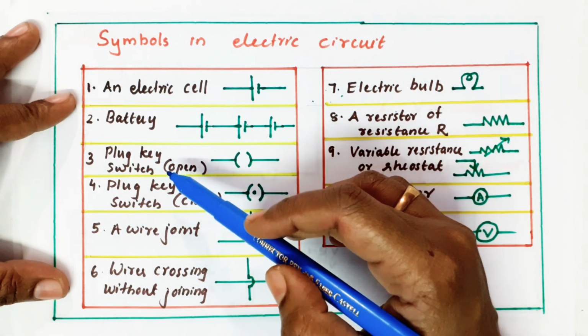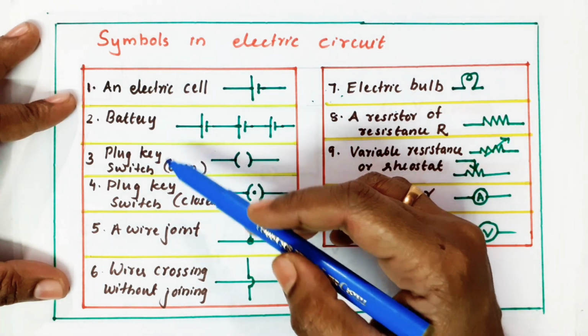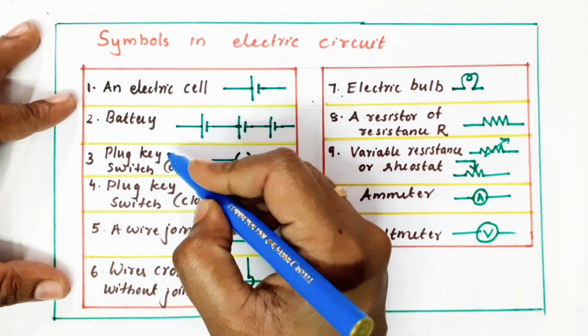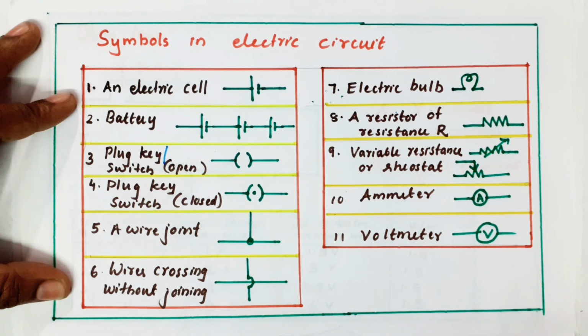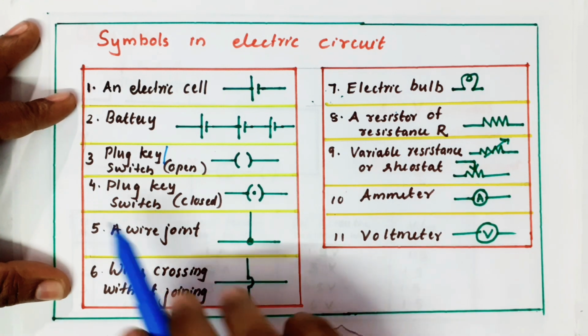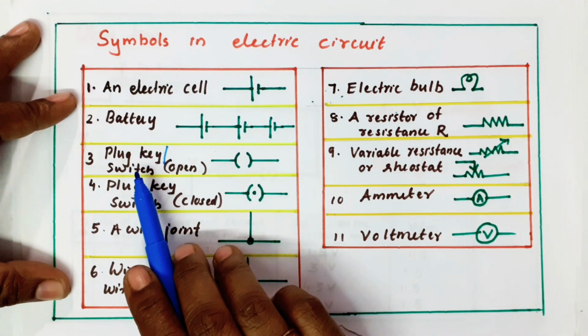Another one is called plug key. Plug key means nothing but a switch. Switch we know, for a bulb we do switch on and switch off. A switch is nothing but a conducting link. If we need current, if we need to glow the bulb, we have to put the switch on. So it has the same meaning: plug key or switch.